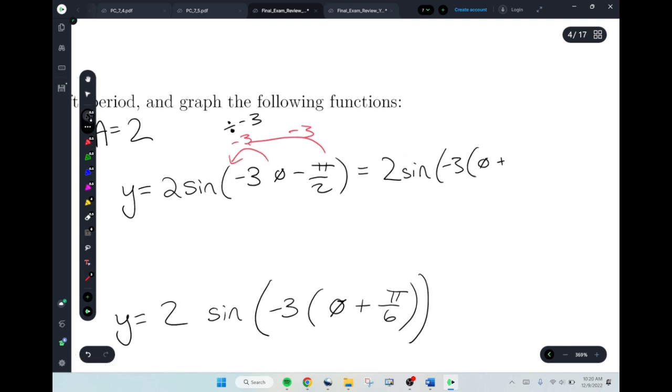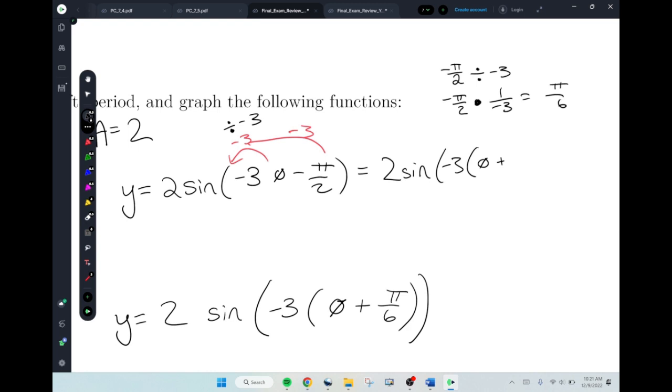That is, keep negative pi over 2, right? It's technically negative pi over 2 divided by negative 3, because that's what you did to the theta to get theta by itself. So you're going to keep it, change it. That's how we got pi over 6. Flip it. Now you've got pi over 6. There you go. Cool. That was hard for me to figure out. Sorry that took so long. I couldn't figure out how to know that.